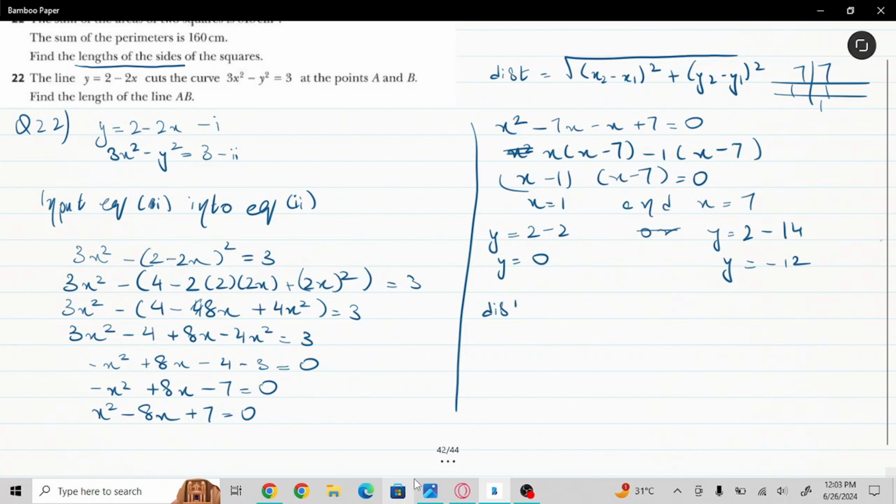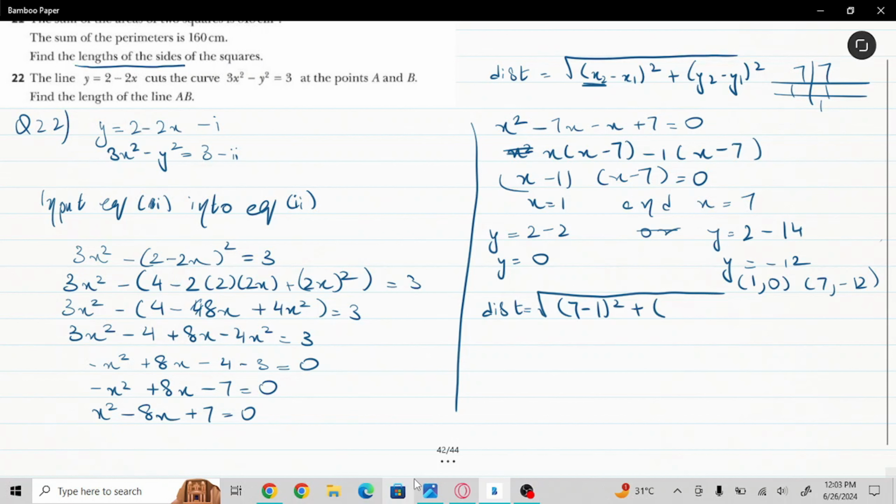So we have to find the distance, or the length, of the line AB. Before that, I'm just going to write down the coordinates: 1 and 0, and 7 and negative 12. So x2, we take the second x value, 7, minus x1, which is 1, whole squared, and you have to take care that whatever you have labeled as x2, the same corresponding y value should be y2.